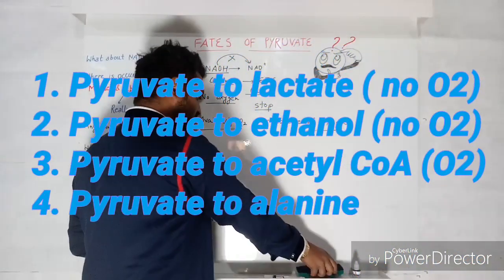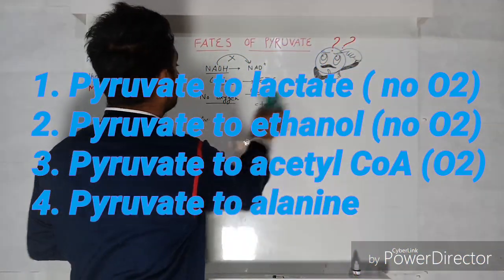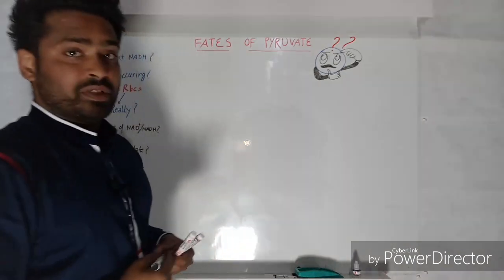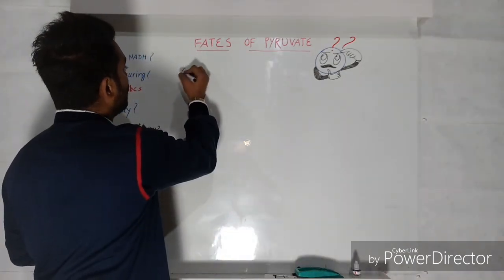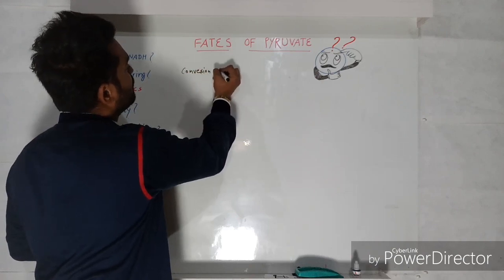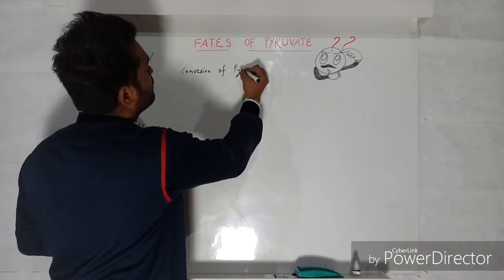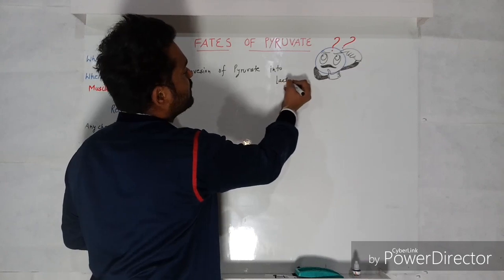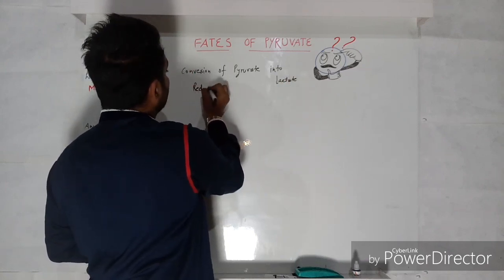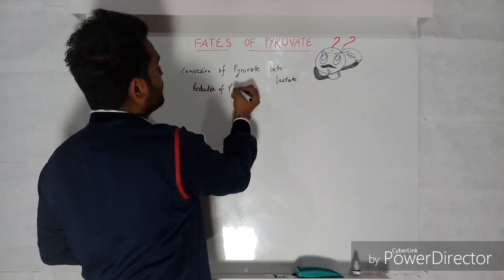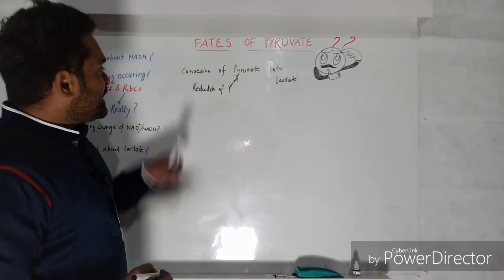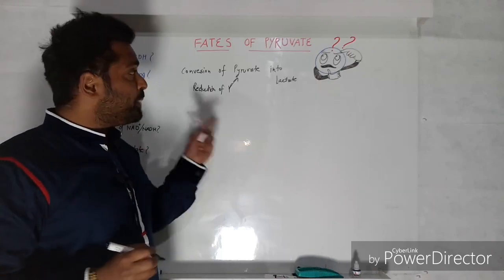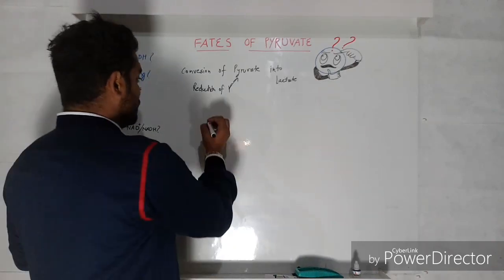So now we are going to discuss the first fate of this pyruvate, that is lactic acid fermentation, or the conversion of pyruvate into lactate, or simply the reduction of pyruvate into lactate. This is the first fate of pyruvate, where we convert our pyruvate into lactate. So what is the structure of pyruvate?